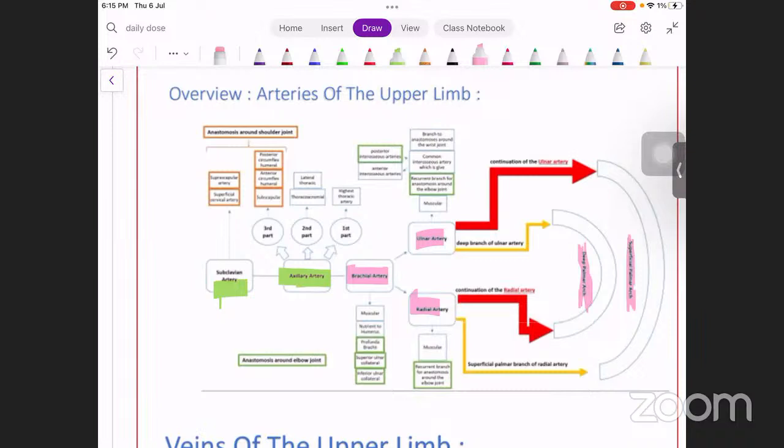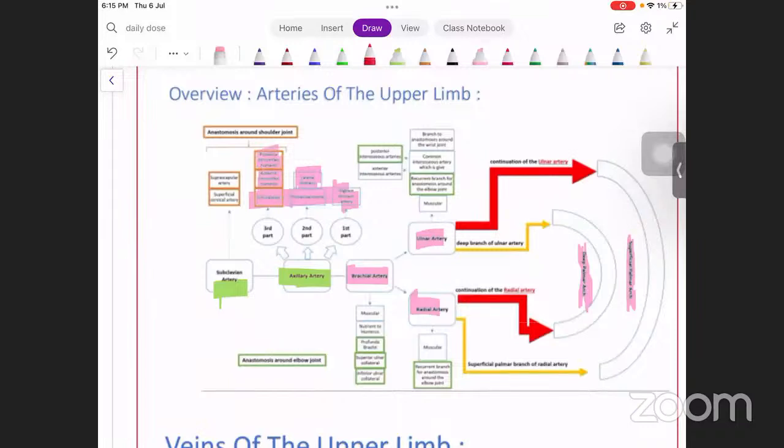Subclavian artery gives rise to your suprascapular artery and superficial cervical artery. And apart from that, you have the axillary artery, which has a first part, second part, and third part. From the first part, it gives rise to the superior thoracic artery or highest thoracic artery. The second part gives rise to the thoracoacromial artery and lateral thoracic artery. And the third part gives rise to the subscapular artery, anterior circumflex, and posterior circumflex humeral artery.